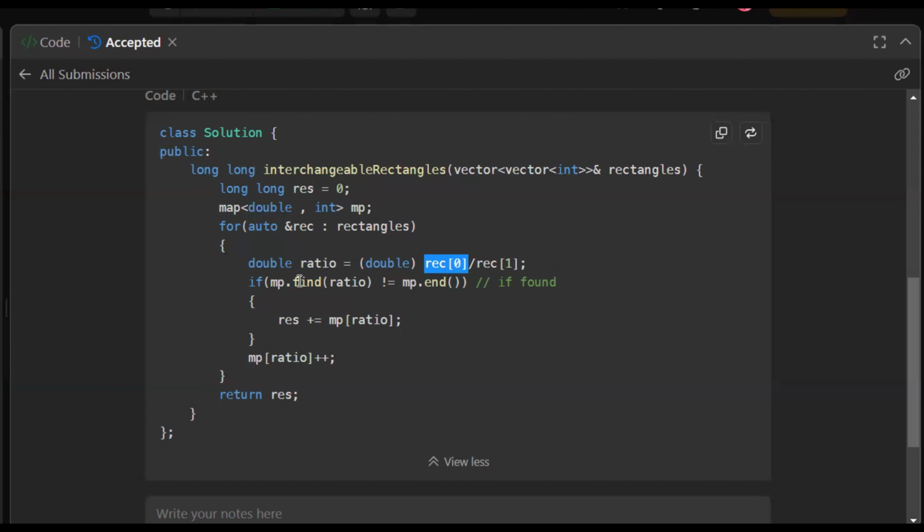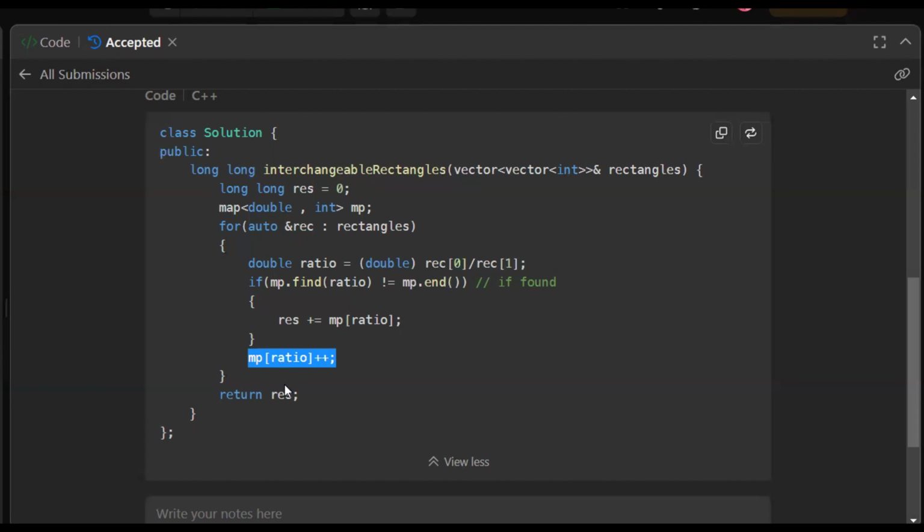Now we have to check whether this ratio is currently present in the map or not. If it is, that means we have to add the corresponding frequency of the map to the result. After that, we have to increase the frequency of the corresponding ratio. Finally, we have to return the result. I hope you understood the code.